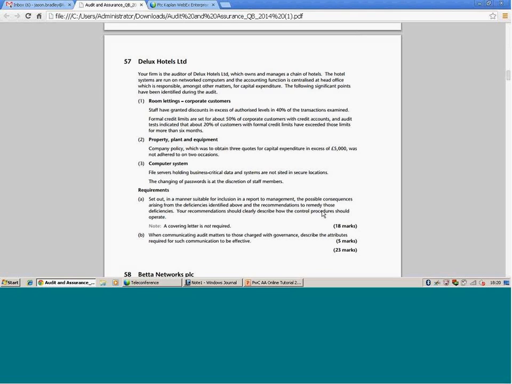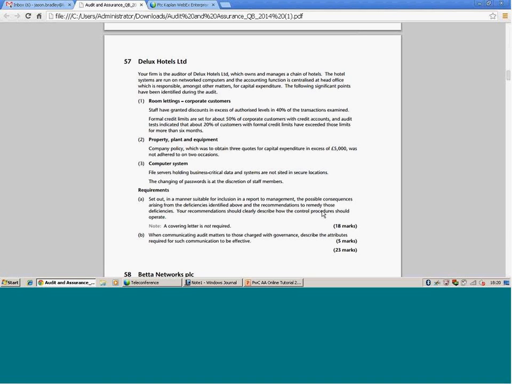This is what we're going to look at question-wise. Ducks Hotel Limited: your firm is the auditor of Ducks Hotel Limited, which owns and manages a chain of hotels. Hotel systems are run on network computers, and the accounting function is centralized at head office, which is responsible, amongst other matters, for capital expenditure. Key points have been identified during the audit: three deficiencies that have been identified and explained. So we're thinking about structuring first. I'm going to think about structuring them with these three subheadings.